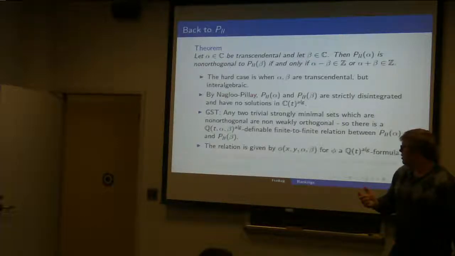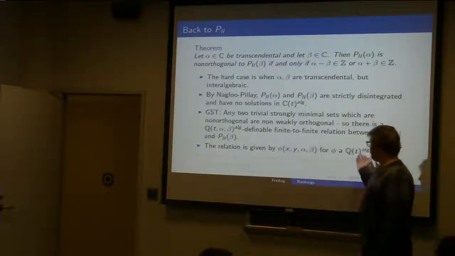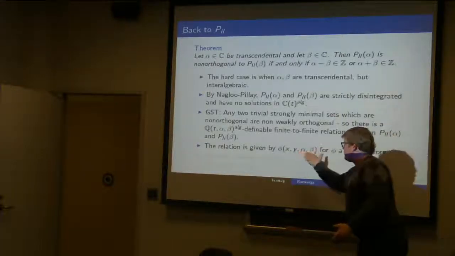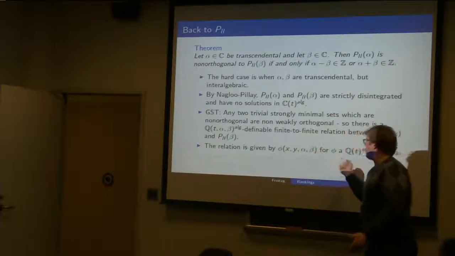So algebraic here means algebraic, not differential algebraic, because alpha and beta are constants, is that correct? Yes, that's right. So in model theoretic terms, it means that this relation is given by a formula, or a differential constructible set, in these parameters.